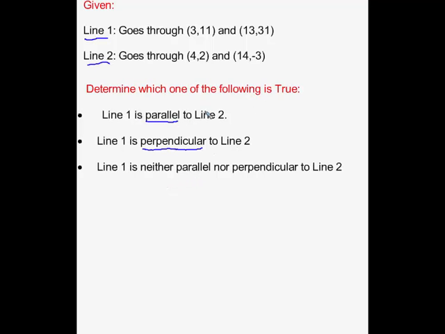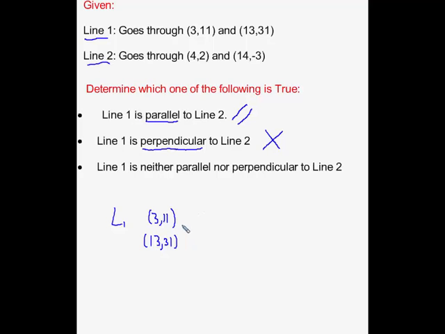So if the lines are parallel, that would look like this. If you graph them, they would have the same slope. So what I'm going to do is calculate the slope for line 1, then calculate the slope for line 2. If I get the same answer both times, then we'll know that the lines are parallel. If line 1 and line 2 are perpendicular, then their graphs would look like this, and I'll explain in a minute what the relationship between the two slopes would be.